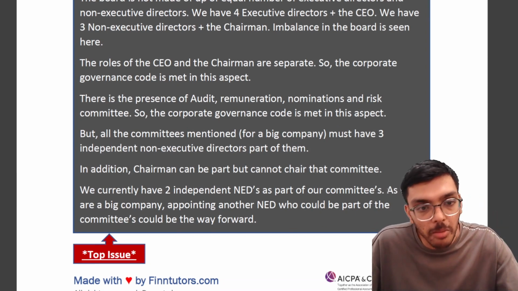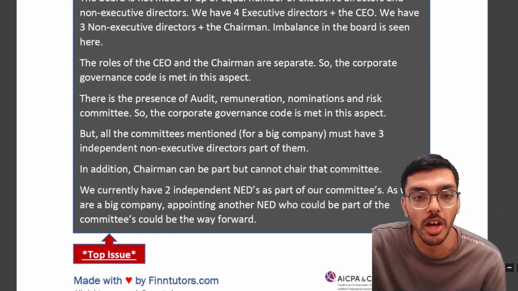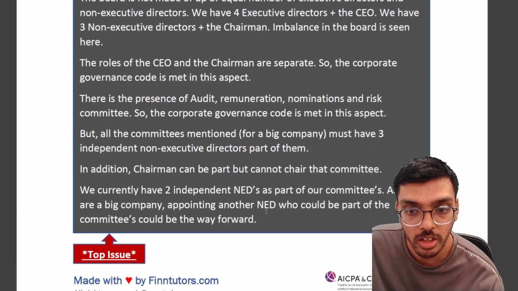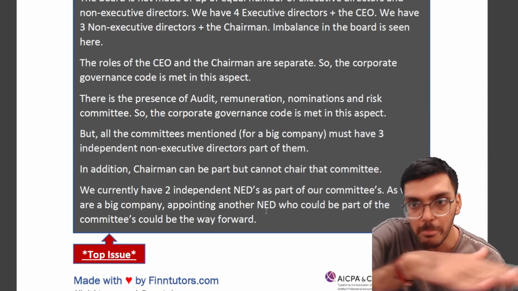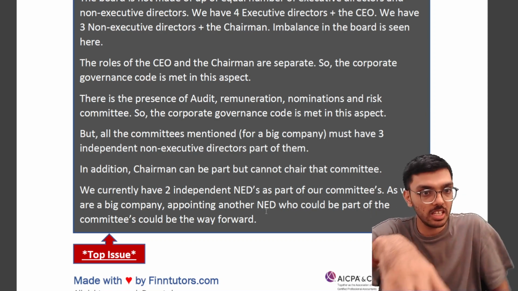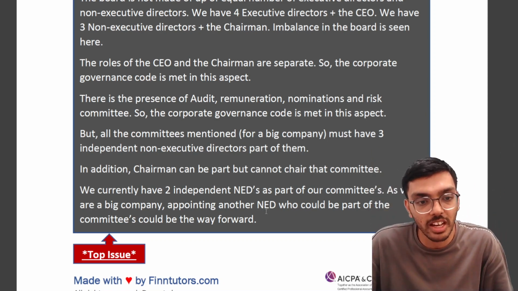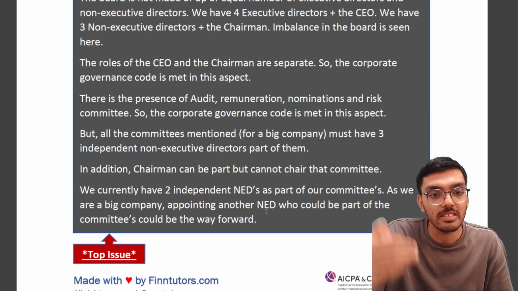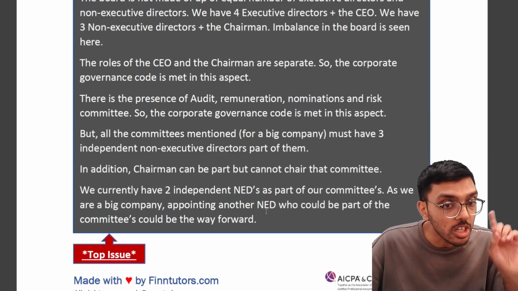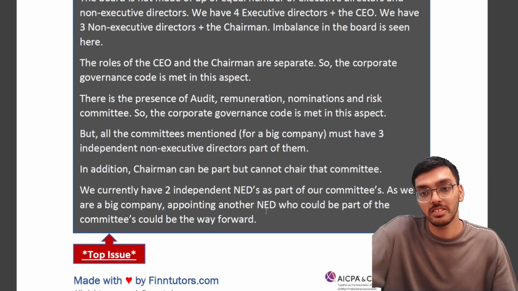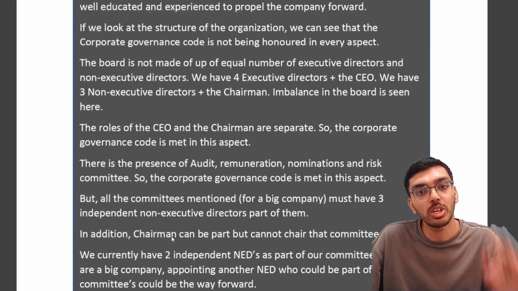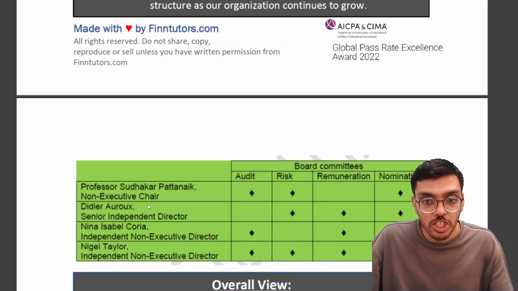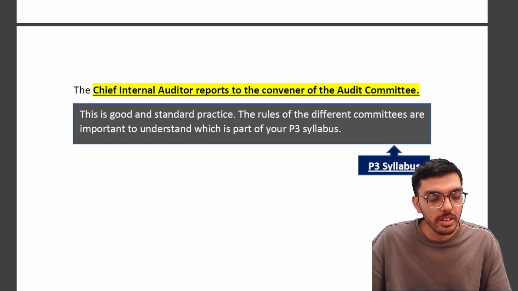As we are a big company, appointing another non-executive director who could be part of the committees and would balance out the imbalance in the number of executives and non-executives could be seen as the way forward. A new NED could be seen as the way forward. This is a top issue which we have to keep in mind because that's the situation that they have given us. After that, standard information.